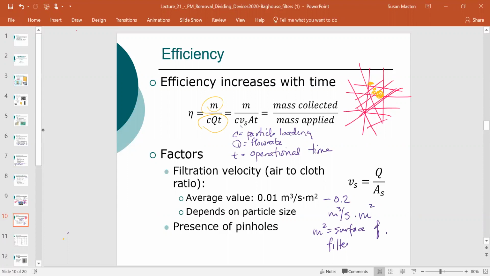V sub S here is the approach velocity. Sorry, V sub S. So it's your approach velocity, also, as I mentioned, referred to as the air to cloth ratio.